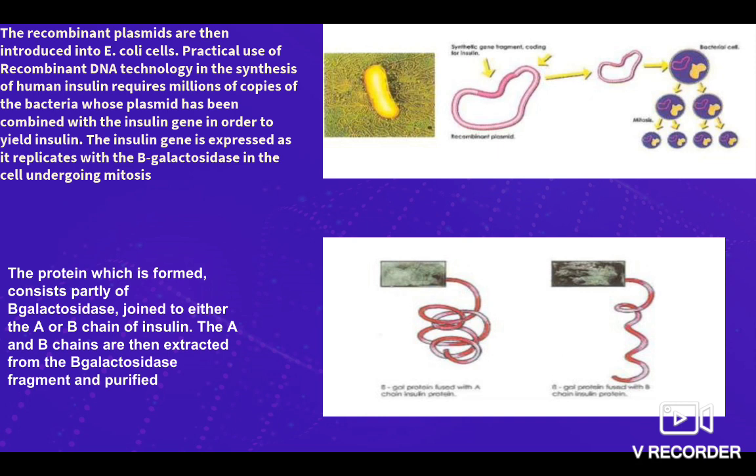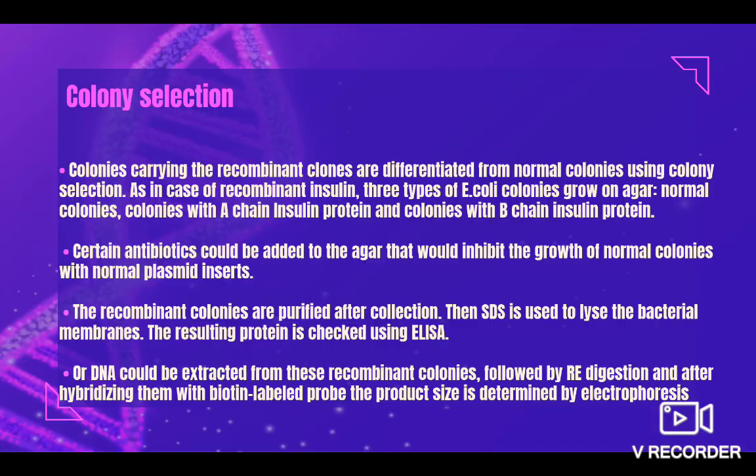The protein which is formed consists partly of beta-galactosidase joined to either the A or B chain of insulin. The A and B chains are then extracted from the beta-galactosidase fragment and purified. Clone selection. Clones carrying the recombinant plasmid are differentiated from normal clones using clone selection.